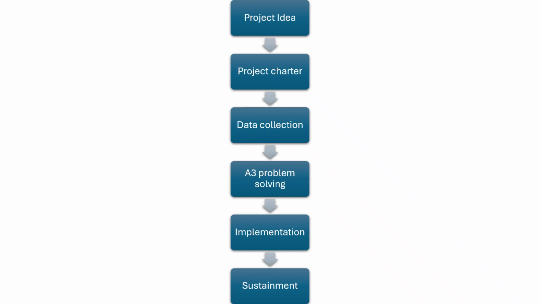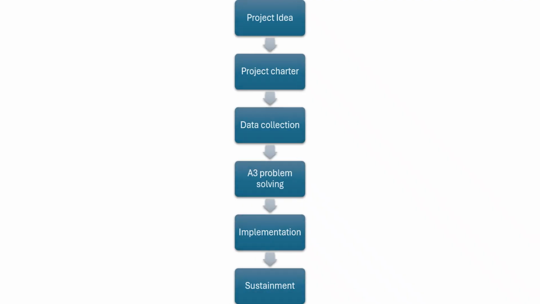A project charter is typically created at the very beginning of an improvement project. It's used to gain alignment, establish expectations, and ensure everyone understands the project's purpose before the work begins. One question I get asked often is, how is a project charter different from an A3? I like to think of it this way. A project charter helps you plan the project. An A3 helps you solve the problem.